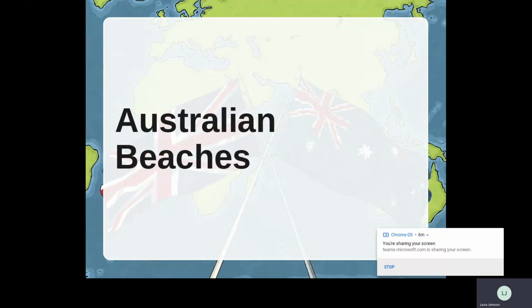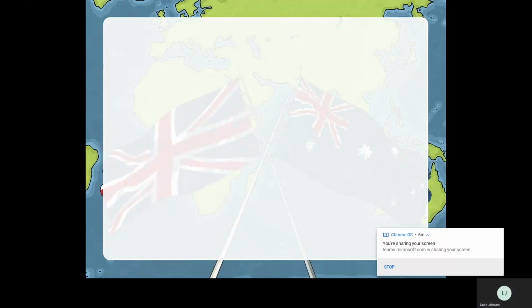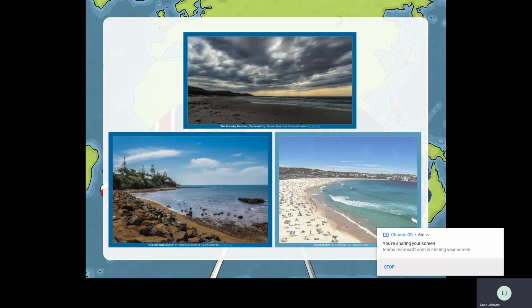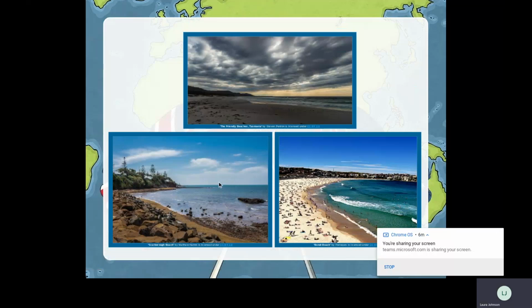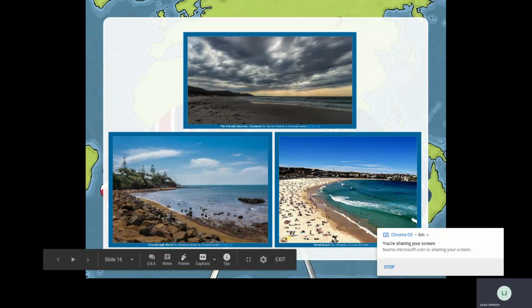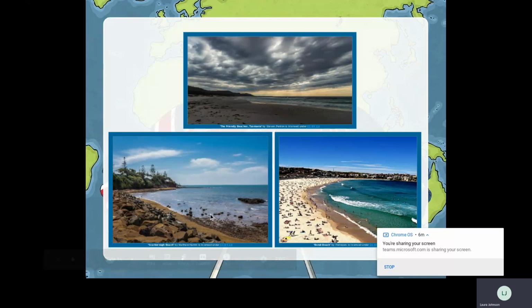Australian beaches. Now, we have beaches as well. Do you think they're going to look the same? Here we go. Here's some pictures. We've got Bondi Beach. I've been there on my holidays. It's not too far from Sydney. And we've got Scarborough Beach. We've got a beach in Tasmania. They look very sandy. Some are a bit rocky. Do you think they look like our beaches or do you think they look different?